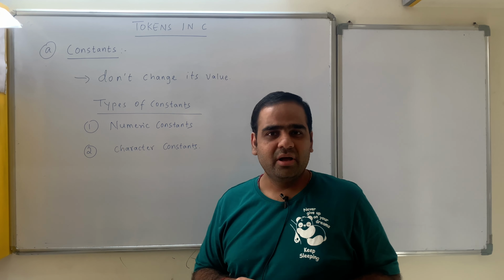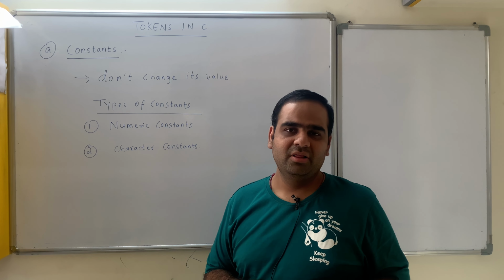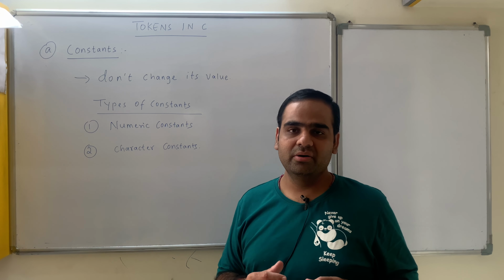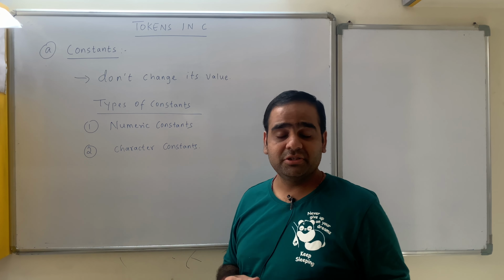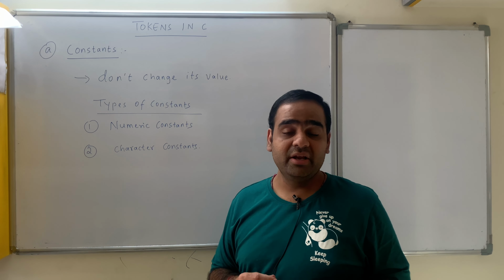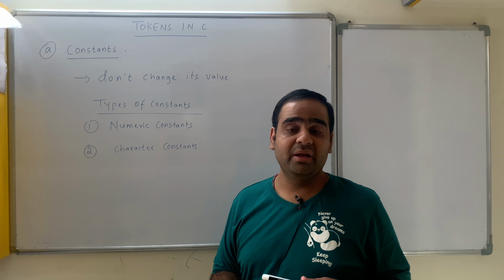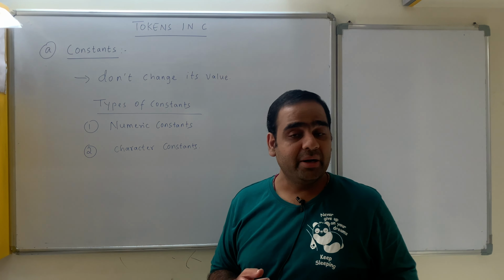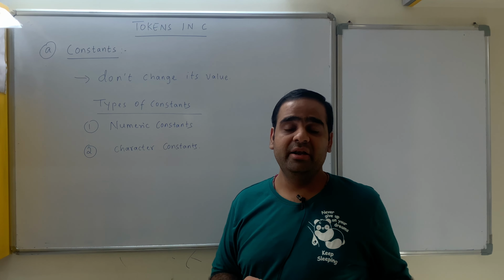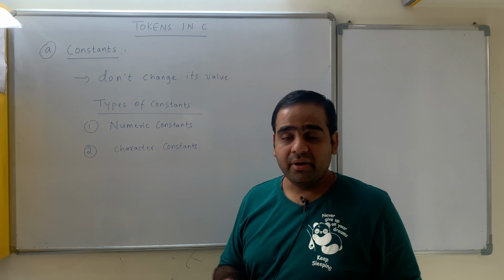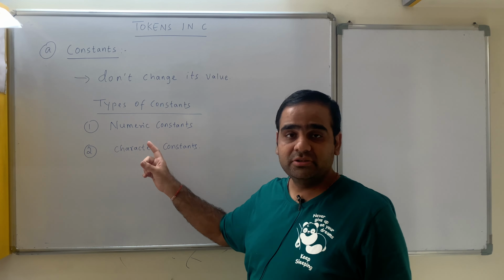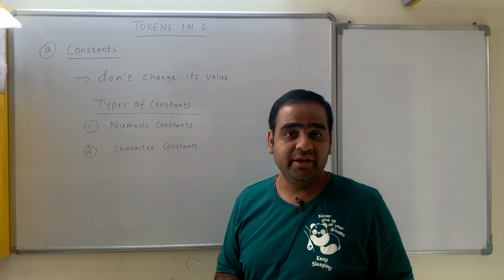Numeric constants, as the name itself indicates, deal with numbers. And the character constants, as the name indicates, deal with the characters. They might be alphanumeric in nature, a combination of alphabets and numbers together. Now let's discuss numeric constants and character constants in detail.